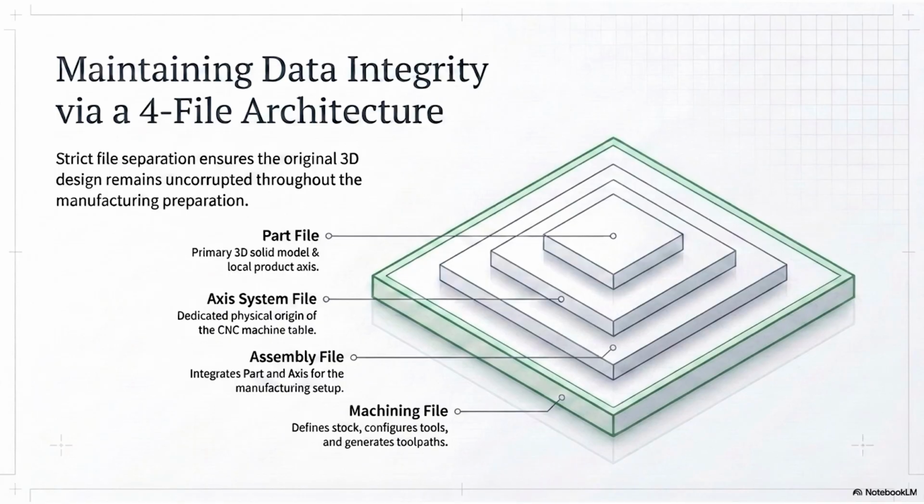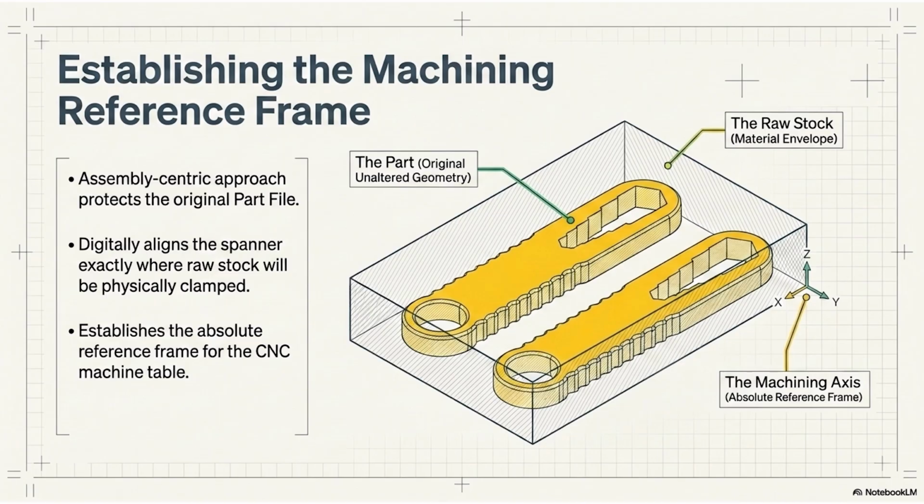We utilize a part file for the primary solid model, an axis system file for the physical origin, an assembly file to integrate the two, and a machining file to configure tools and generate toolpaths. This assembly-centric approach is critical for establishing the machining reference frame. As illustrated here, it digitally aligns the spanner exactly where the raw stock will be clamped physically. This effectively establishes the absolute reference frame for the CNC machine table without altering the original part geometry.